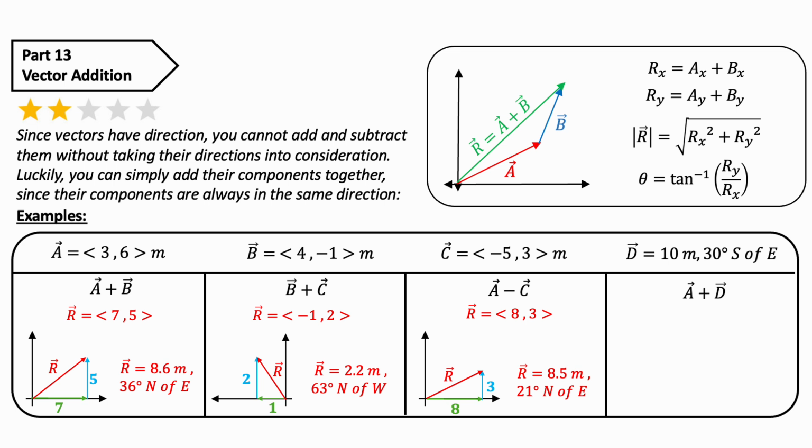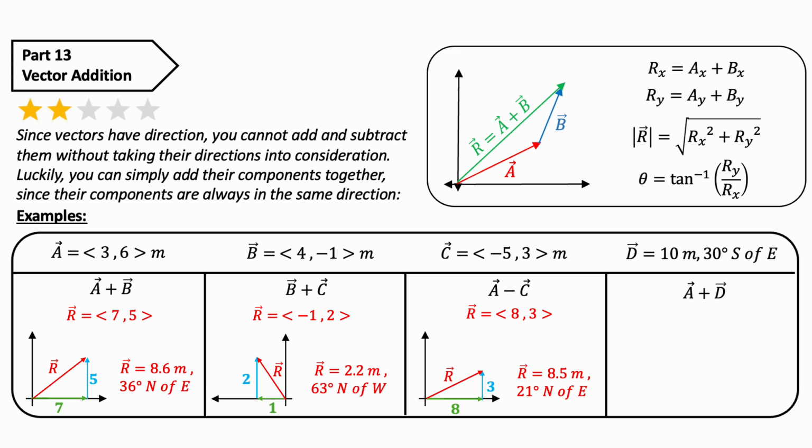And then lastly, the most tricky one is when we come across wanting to add vectors where we only have the magnitude. So if we have A plus D, how do I add vector A with vector D if I don't know what the components of D are? Well, we're not given the components of D, but luckily we know how to find the components of D by following the steps outlined in part 11.